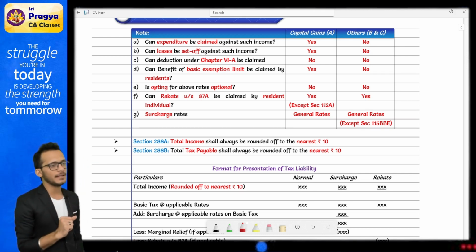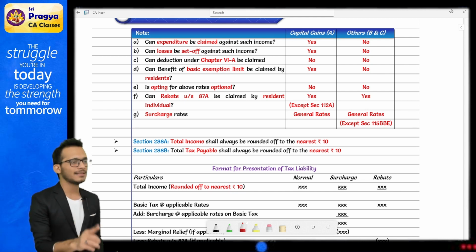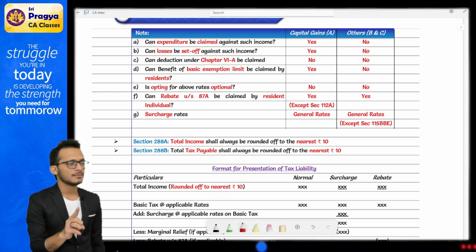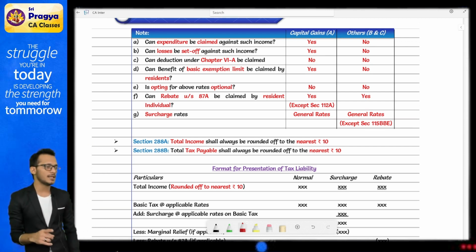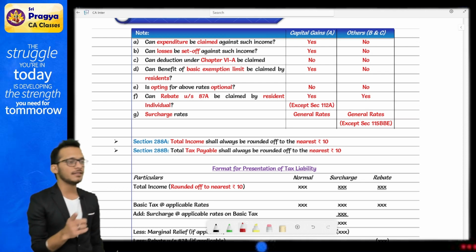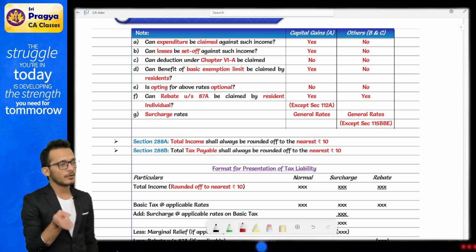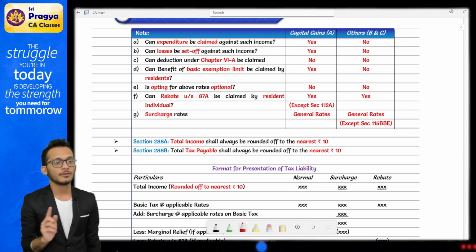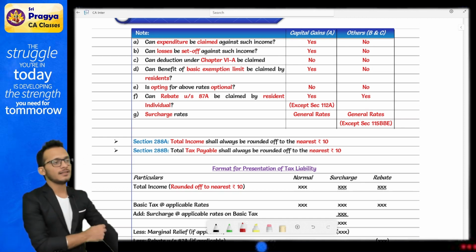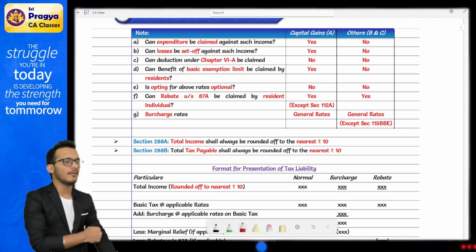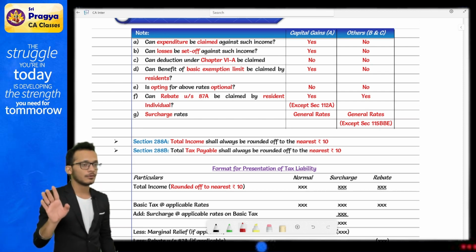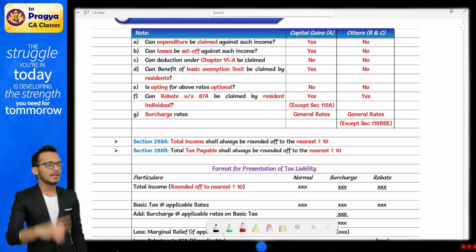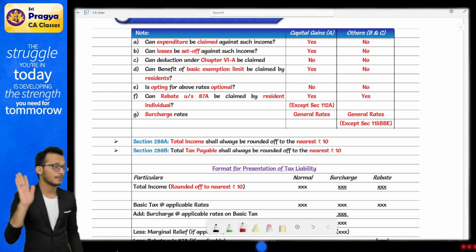At the same time, surcharge is the same for everything except for unexplained income, where it is mandatory 25%. Please understand, there could be a possibility that your income will have a surcharge even if it is less than 50 lakhs. What are the scenarios? If your question has an unexplained income. If you have an unexplained income, regardless of what your income is, you will have a mandatory surcharge of 25%. No rules against it. It is mandatory. But still, even if it is unexplained income, you can claim a rebate.